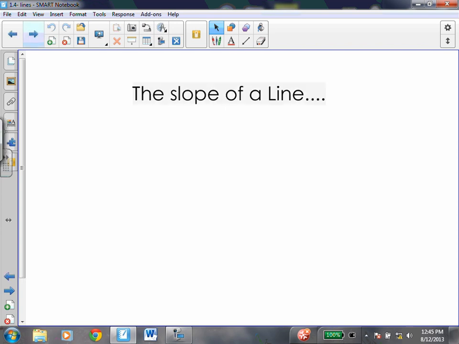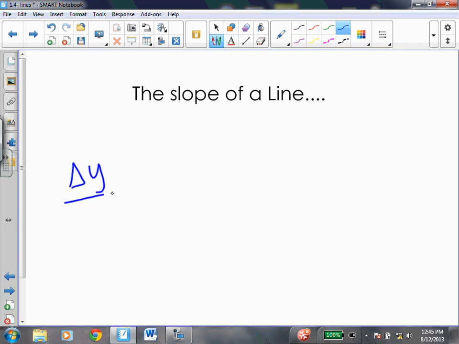First, slope. When we're talking about a coordinate plane, we always want to consider the change in y over the change in x. You can also think of it as an equation if you have 2 points, y2 minus y1 over x2 minus x1. This should not be new to you. This is an Algebra 1 topic.